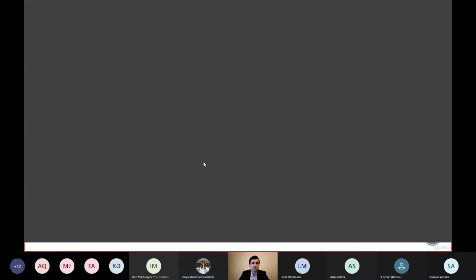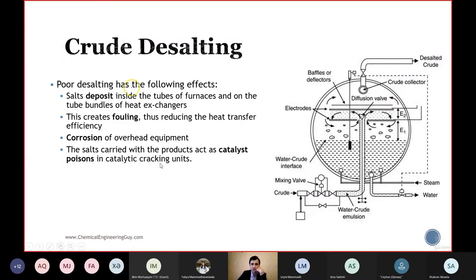Yes, exactly. Thank you. So the salt can deposit inside the tubes of the furnaces. Your answer was one of the, let's say, three or four possible answers. Salts deposit inside the tubes because you know that inside the heat exchangers we have small diameter tubes. Diameter can be around maybe 5 millimeter or 10. So these are small. Salt deposits inside the tubes of the furnaces and on the tube bundles of heat exchangers. They can deposit here. So that will decrease your heat transfer efficiency. This creates fouling. This can result in corrosion.